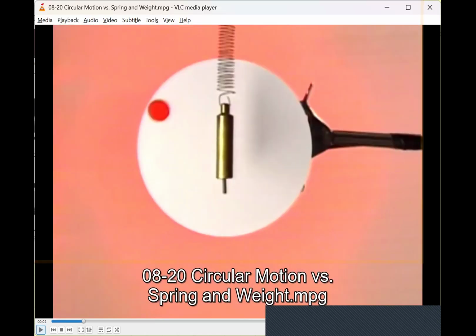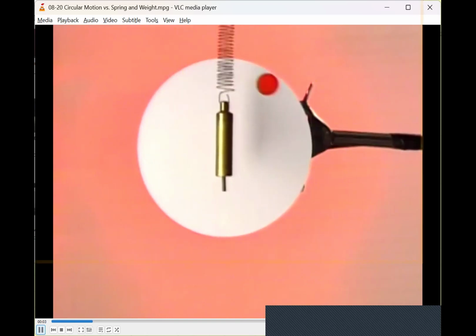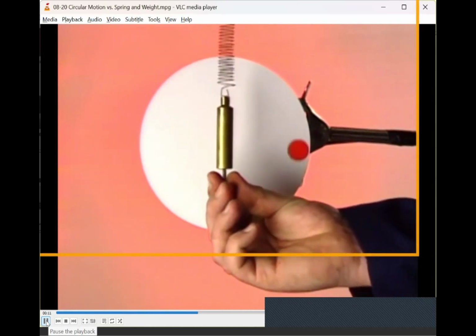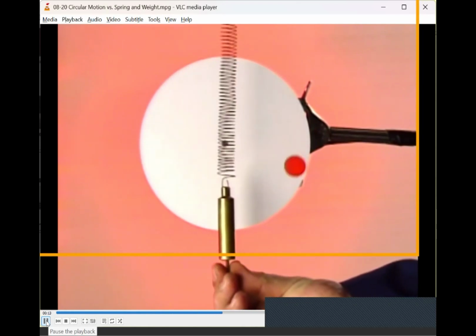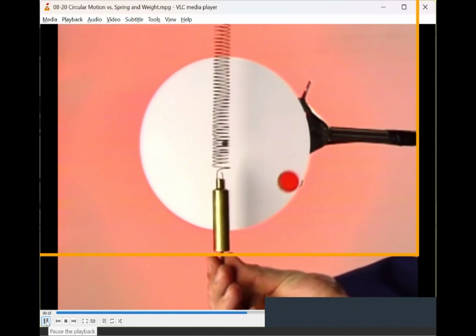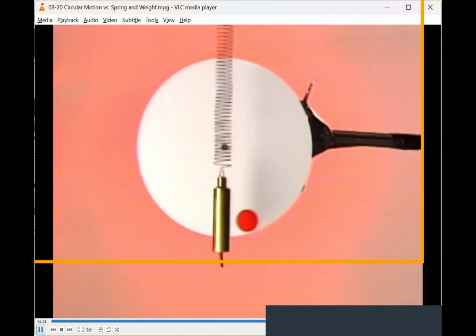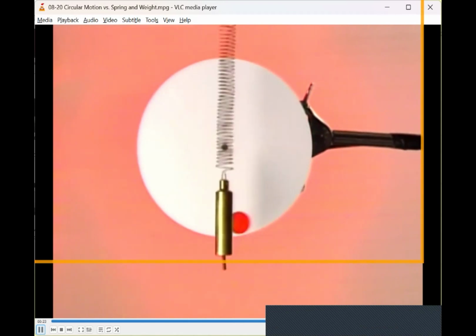This rotating disc and a weight on a spring will be used to show the similarity between uniform circular motion and simple harmonic motion. A spot on the edge of the disc allows us to see the constant rotational speed of the disc. If we set the weight oscillating in time with the spot on the disc, the weight is always at the same horizontal level as the spot.